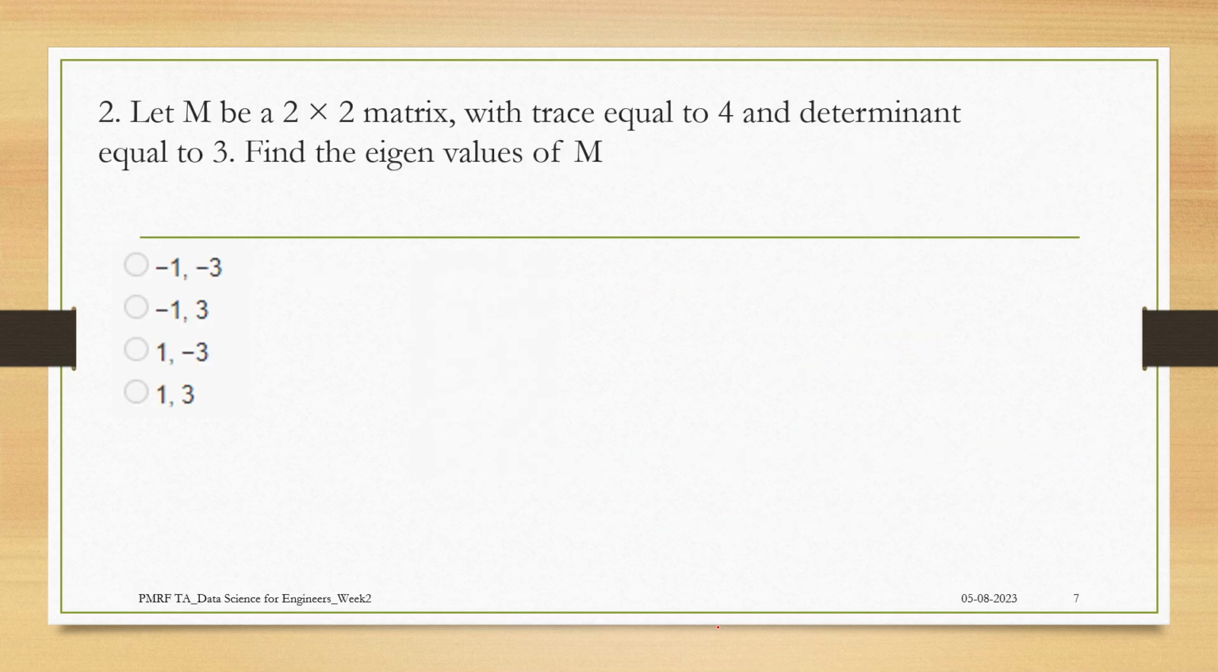So we'll move on to the next one. Let N be a 2 by 2 matrix with trace equal to 4 and determinant equal to 3. Find the eigenvalues of N. So there is a relation, right? It's a 2 by 2 matrix, so you can assume there are 2 eigenvalues, lambda 1 and lambda 2. It's given that the trace is equal to 4 and the determinant of that matrix A is equal to 3. Can you find the eigenvalues?